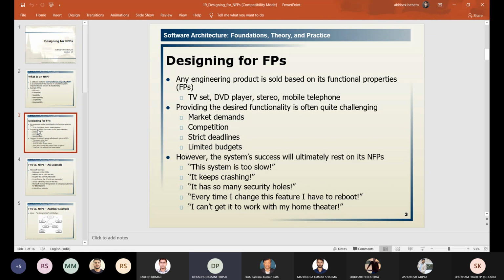And every time I change a feature, I have to repeat. If for any change of any feature I have to reboot or restart my system, then also it will not be a success. If I can't get it to work with my home theater, then also we cannot get the success. So with the functional properties we should also have the non-functional properties.